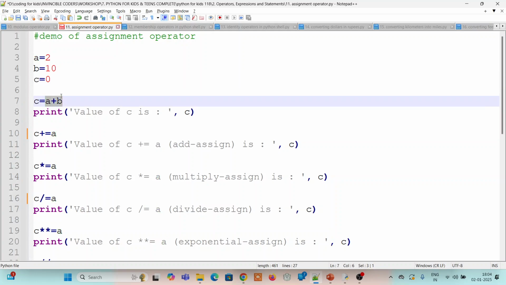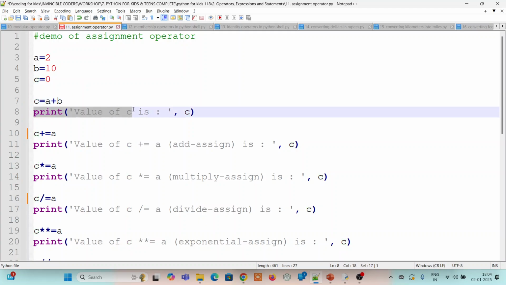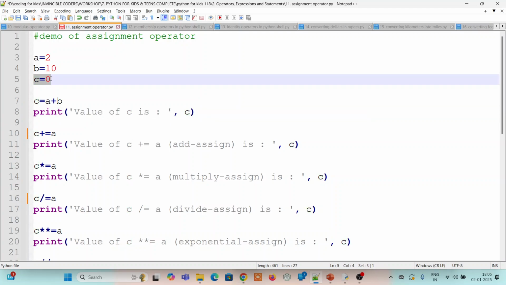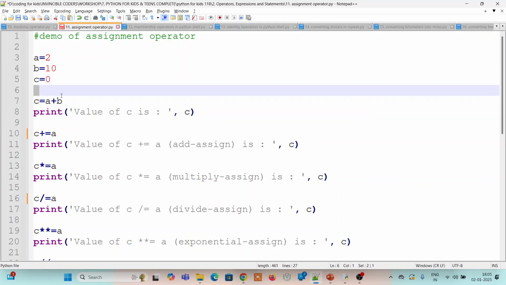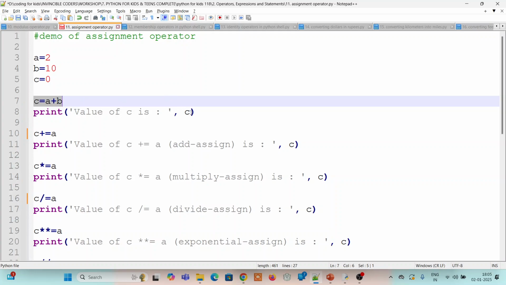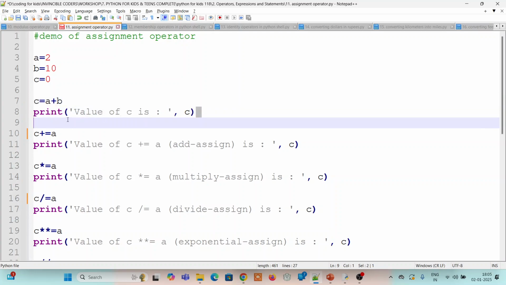That is like c is equals to a plus b up over here. At runtime, these variables will be replaced by the values. So that would be 2 plus 10, and the result will be 12, which is again stored to the left hand side, that is, to the variable c. We are printing the result using this print statement along with the message that the value of c is 12. Here you can note that earlier the value of c was 0, because we have updated the value. So the updated value of the variable c will be printed up over here with the print statement.